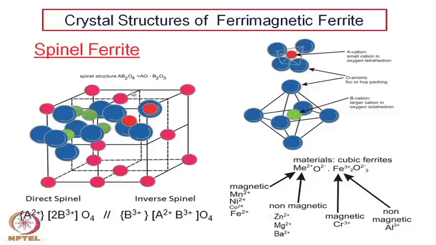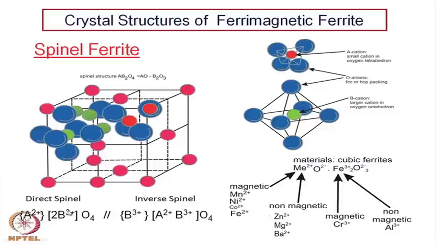So, here also you have octahedral sites as well as tetrahedral sites, and the two cations A and B have their preference of going to one of the particular interstitial sites. So, in a direct spinel structure, all the A cations go to the tetrahedral sites. So, A2+ goes to the tetrahedral sites, shown here as a round bracket, and the square bracket here represents the octahedral site. So, this represents the tetrahedral site and this represents the octahedral site.